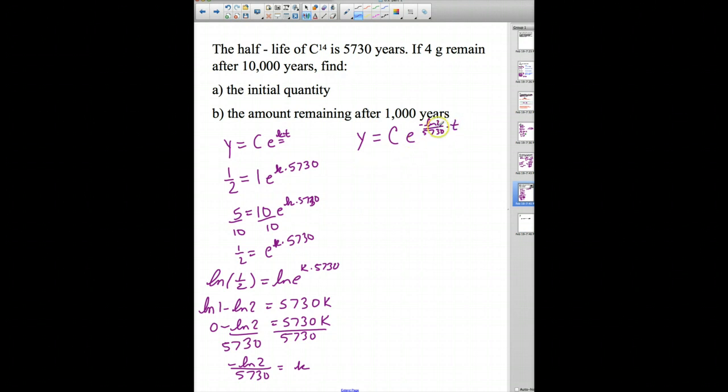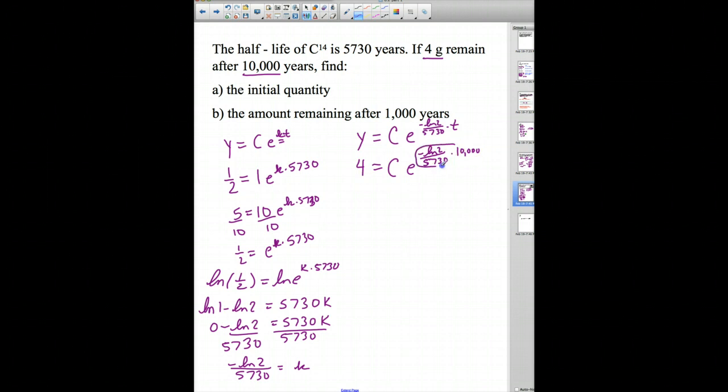Okay, I did all that work just to find k. I still haven't answered even the first question, which is find the initial quantity. Well, now that I have an equation, or a partial equation, I have k, I can find c using 4 grams and 10,000 years. Y is the amount remaining after t time has passed. So 4 grams is the amount remaining of whatever we started with after 10,000 years have passed. So fill in the t and the y.